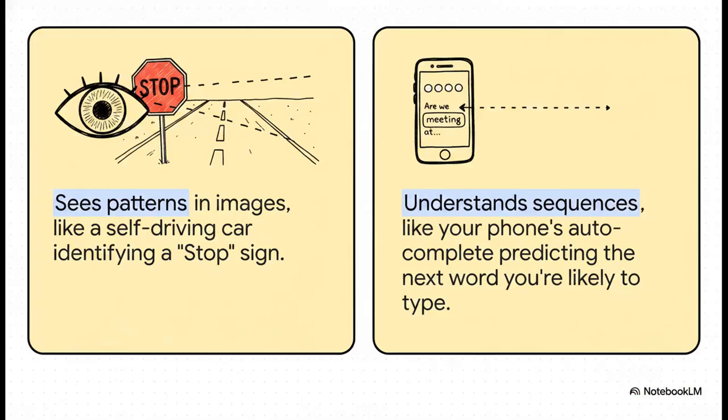Now, this slide breaks down 2 other really important specialists. On the left, you've got convolutional neural networks, or CNNs. Just think of these as the eyes of AI. They are brilliant at seeing patterns in images, kind of like how a self-driving car can instantly identify a stop sign. And on the right, you have recurrent neural networks, or RNNs. They're the memory of AI. They understand sequences, which is exactly how your phone's autocomplete seems to magically predict the next word you're about to type.